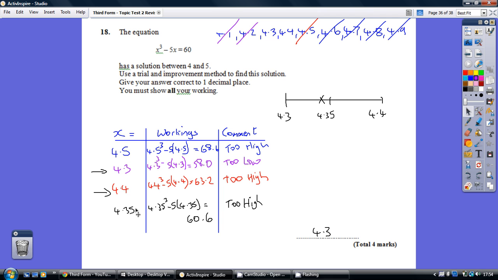So we're going to do 4.35, to conclude which of these two answers is our final answer. So popping 4.35 in, we get 60.6, which is too high. So what we're saying is 4.35 is too high. So the true answer is less than 4.35, and therefore by definition is closer to 4.3 than 4.4. So now we can give our final answer of 4.3. So now we can write 4.3, but it is paramount that you included this 4.35 as a line of working, but did not give it as your final answer.